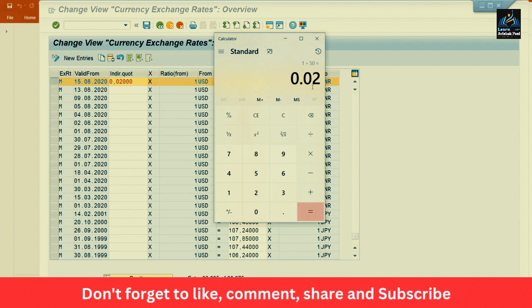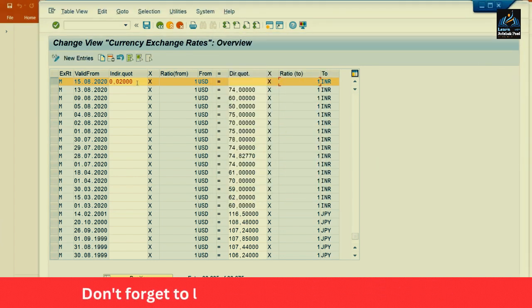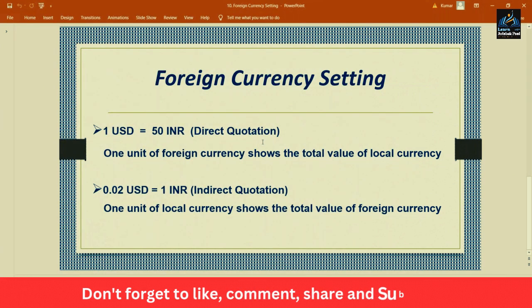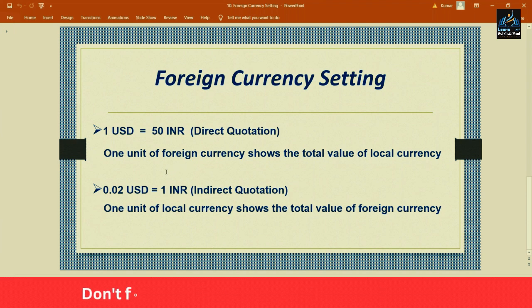Right. So now, if you want USD equals 2, then it is going to be calculated. The system is going to calculate automatically, guys. 50 INR. So now here, that's what I said. Direct quotation: 1 USD equals, in essence, 1 unit of foreign currency is the total value of local currency. And vice versa. Under indirect quotations, 1 unit of local currency is the total unit of foreign currency. So this is what I have quoted here.